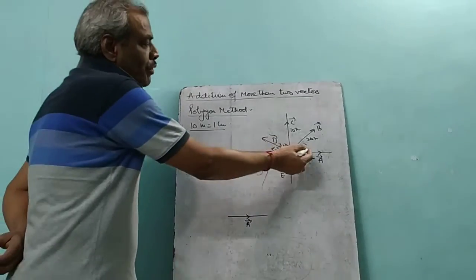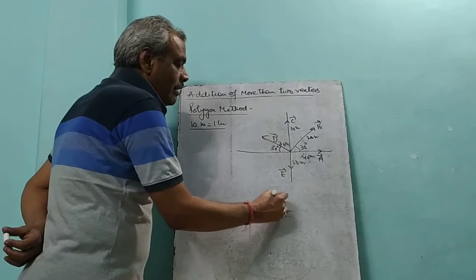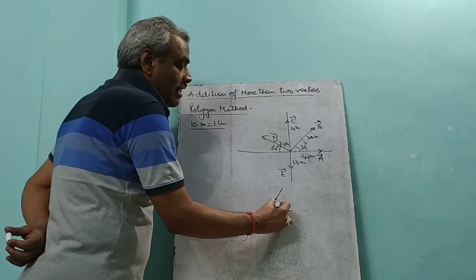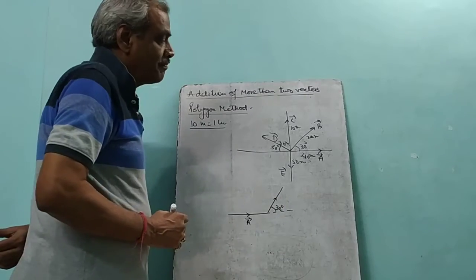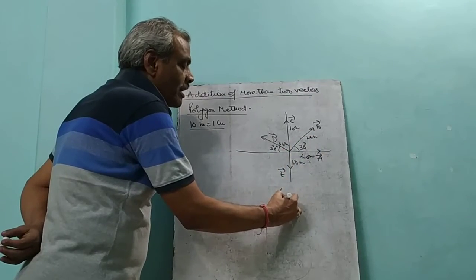Okay, and then what is the angle between A and B? Proceed it a bit, and then making an angle 30 degree with the direction of A, we have to draw a line. How much? This is B, 2 centimeter.